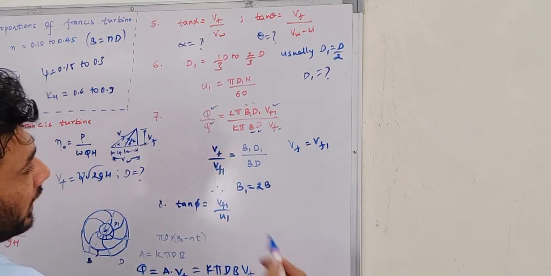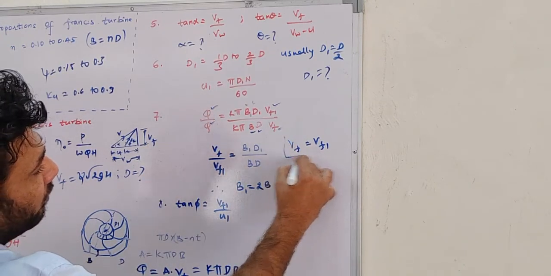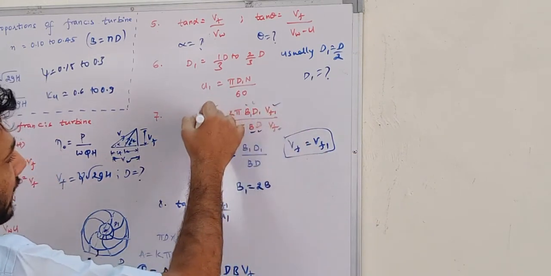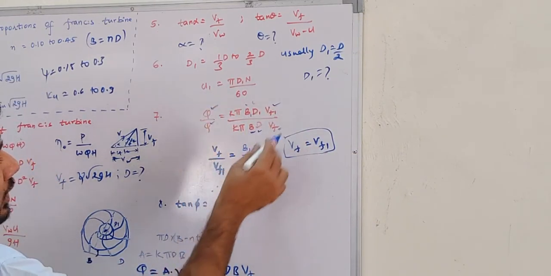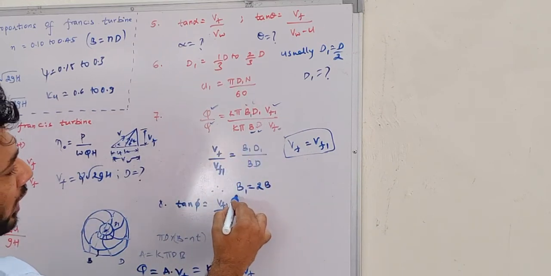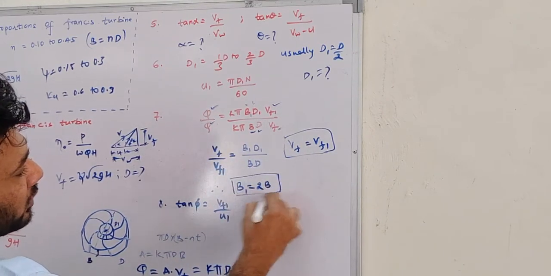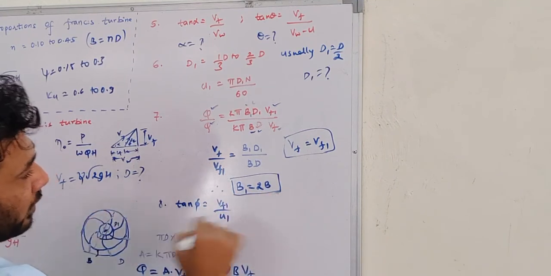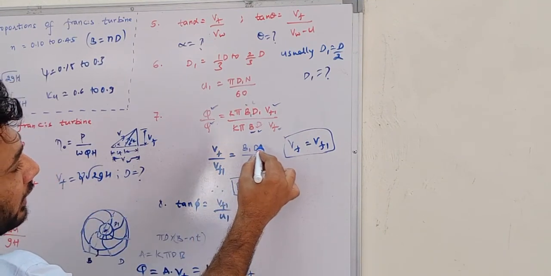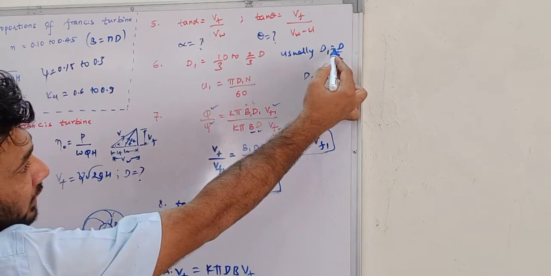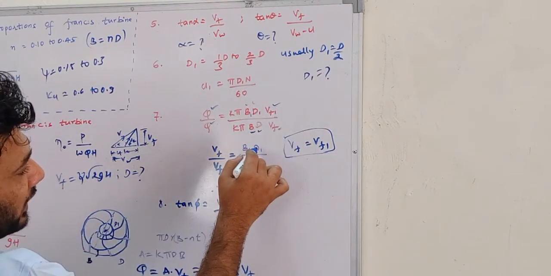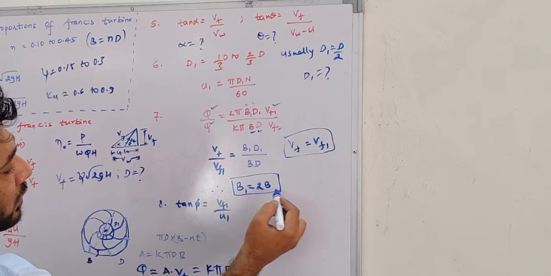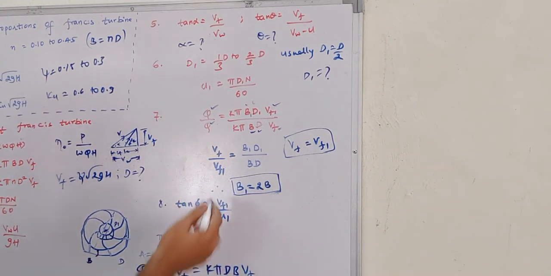Generally, we keep VF equals VF1 itself, so both get cancelled and the ratio becomes 1. After solving this, I get to know how much B is. B1 equals 2 times B. D1 we already know: D1 equals D by 2. I can substitute that into this equation and solve for B1. B1 equals 2 times B. So this is how we solve it.